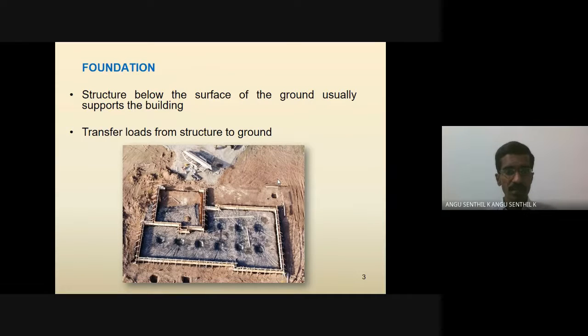If you are considering from superstructure to substructure, this is how the load transfer mechanism occurs. First, slab load will transfer to beam. Beam load will transfer to column. Column load will transfer to foundation and finally to ground. This is for a framed structure.